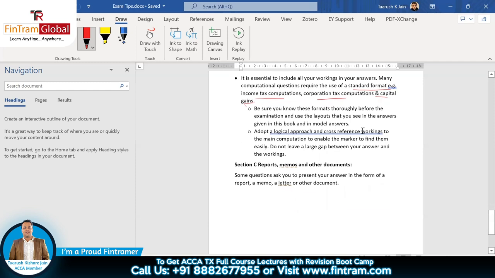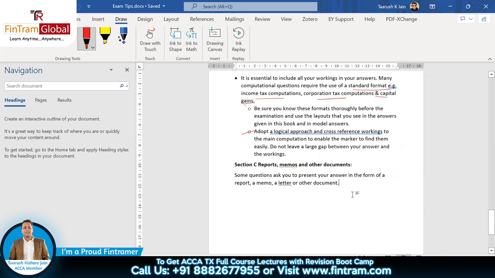So again, logical approach and cross reference workings, as I said, it should be very easy for the examiner. Do not leave a large gap between your answer and your workings. It should flow from one subject to another.